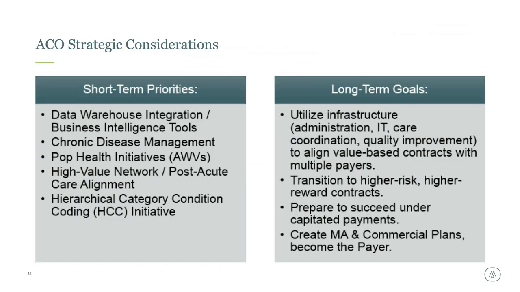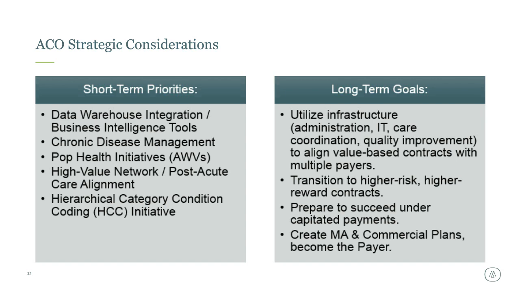So thinking of some strategic considerations, these aren't the only things, but these are some common themes I've seen working with different ACOs. This is what the network strategies team tends to lean toward. Short-term, very important priorities are to get your data warehouse integrated and your BI tools working so you can receive that claims data, and so that all the ACO participants have integrated data and have meaningful reports coming out of it. Chronic disease management, so that's setting up a care coordination program that's really focused on that top 10% of patients that make up 60% of cost in the system.